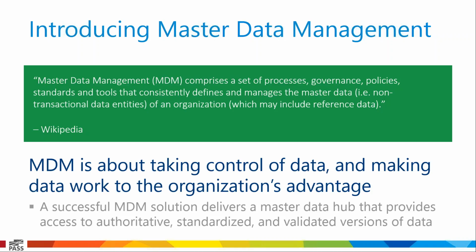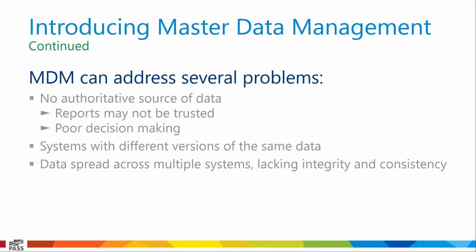And so a successful MDM solution should deliver a master data hub that provides access to authoritative, standardized, and validated versions of data. And we can think of it in terms of the problems that it's designed to address. It's a common one that organizations have a lack of authoritative source data. And this leads to reports that perhaps aren't trusted, or if they are trusted, it leads to some incredibly poor decision making. It could be that you have systems that have different versions of the same data, and there's conflicts within the organization, and how would you merge and unify that set?